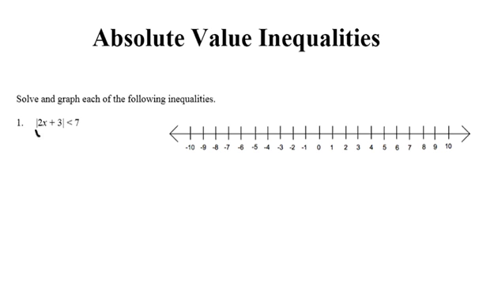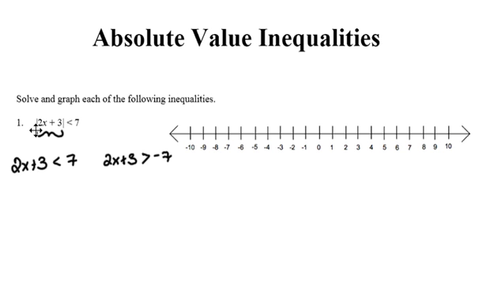So again, to set up our two equations, you take the stuff inside the absolute value, 2x plus 3, and make it less than 7. The second equation is to take the stuff inside the absolute value, and notice the absolute value is no longer in our equations, but this time you change your inequality, so now I'm going to change it to a greater than, and you change the number, so now it becomes a negative 7. And now you can solve.